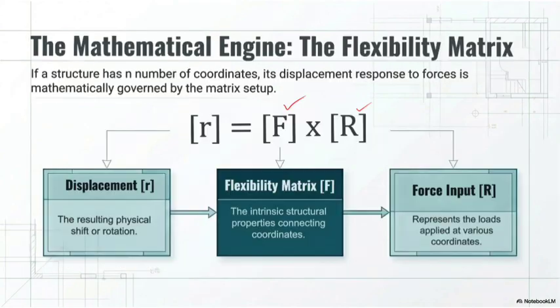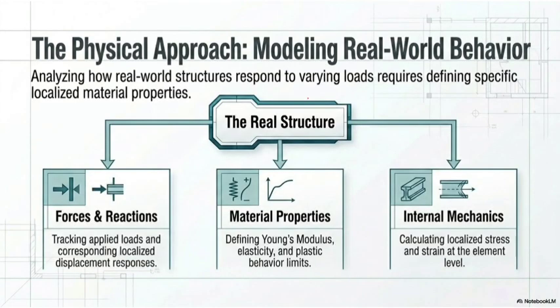One such relation we discussed here: the displacement and the force are connected by a matrix called the flexibility matrix. That means it is directly proportional. If I apply 10 kilonewton force and it produces 10 displacement, then if I apply 20 kilonewton force, it might produce 20 displacement. It may be proportional in such a way. So there is a relationship between force and displacement. All such behavior we study in the physical approach.